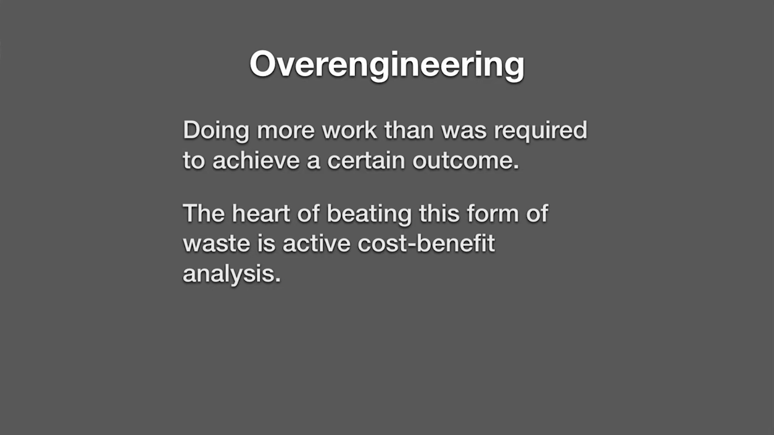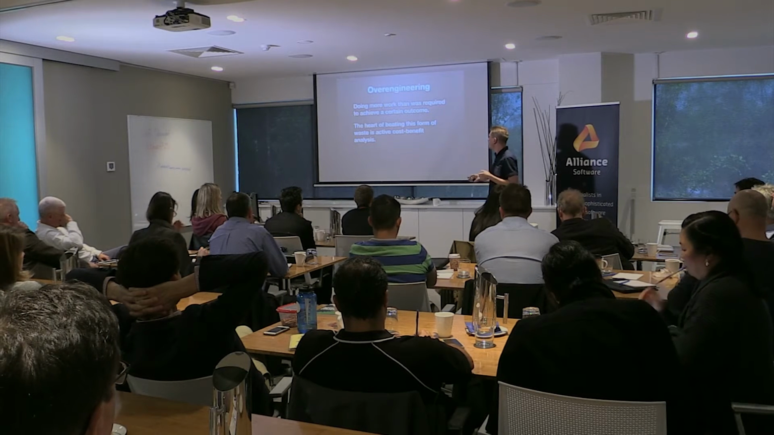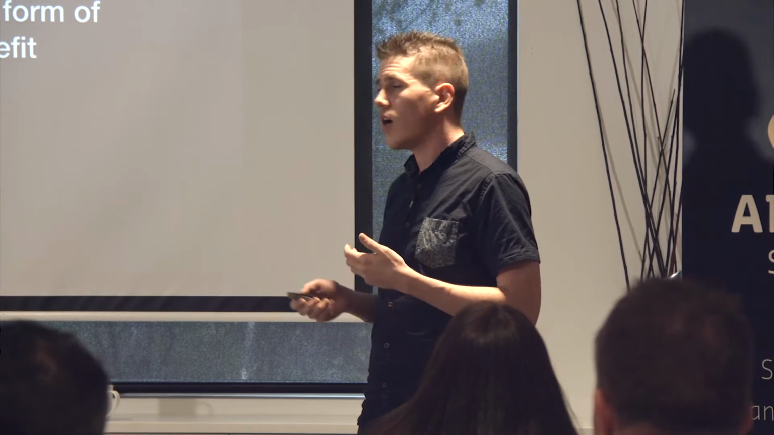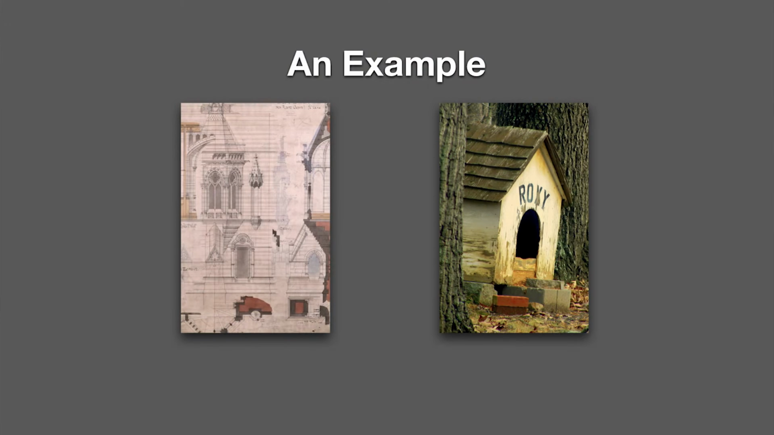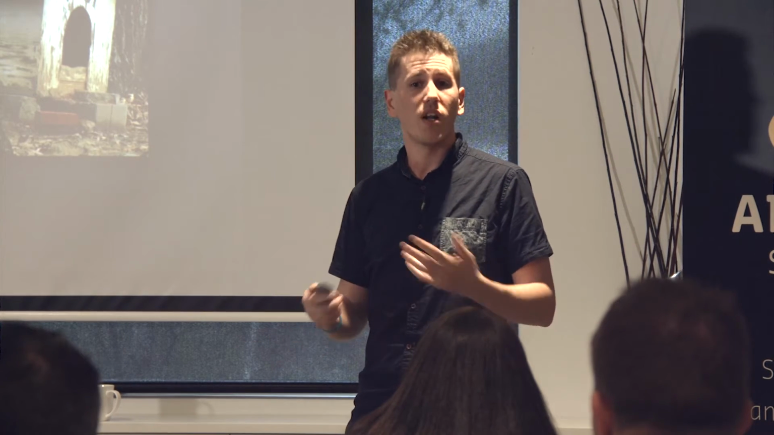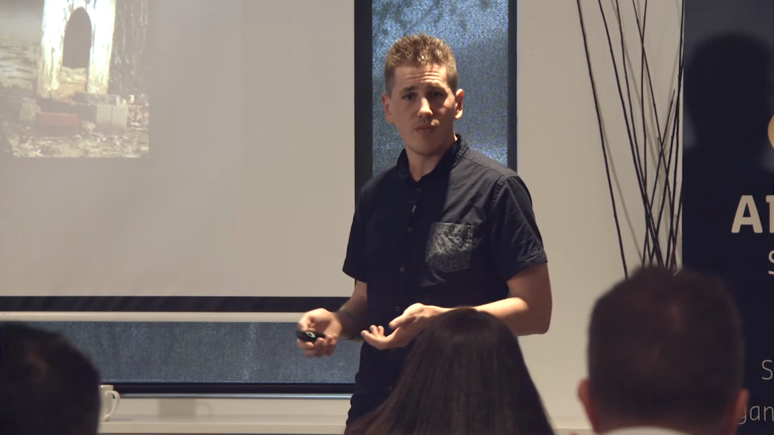Over-engineering: doing more work than was required to achieve a specific outcome. So the heart of beating this form is active cost-benefit analysis of a feature. A great example for this one is, say you've got a sign-up form that you want to implement on your site. Now, you're trying to collect name, email address, and phone number for people who are trying to purchase from you. And at its face, that's a pretty simple operation.